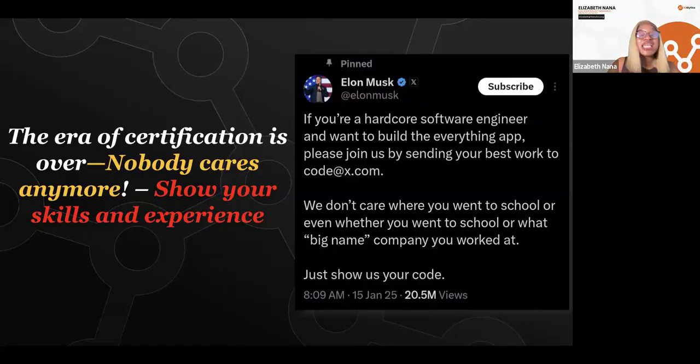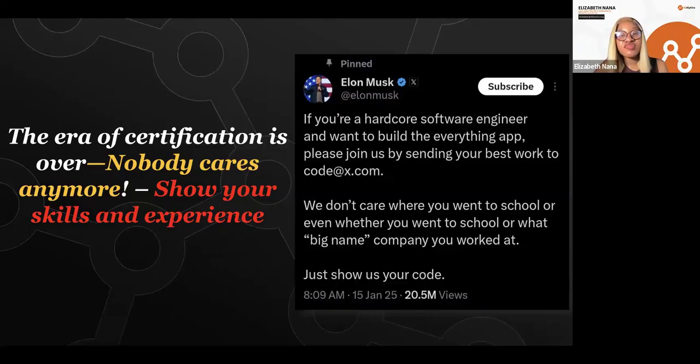Nobody cares. Yes, you see some job descriptions. They'll say, oh, you need to have XYZ certification. The truth is, even if you have that certification, if you don't have the skills for that job, you're not going to get the job. It's not magic. Nobody really cares about your certifications right now. What you need to focus on is showcasing your skills and your experience.